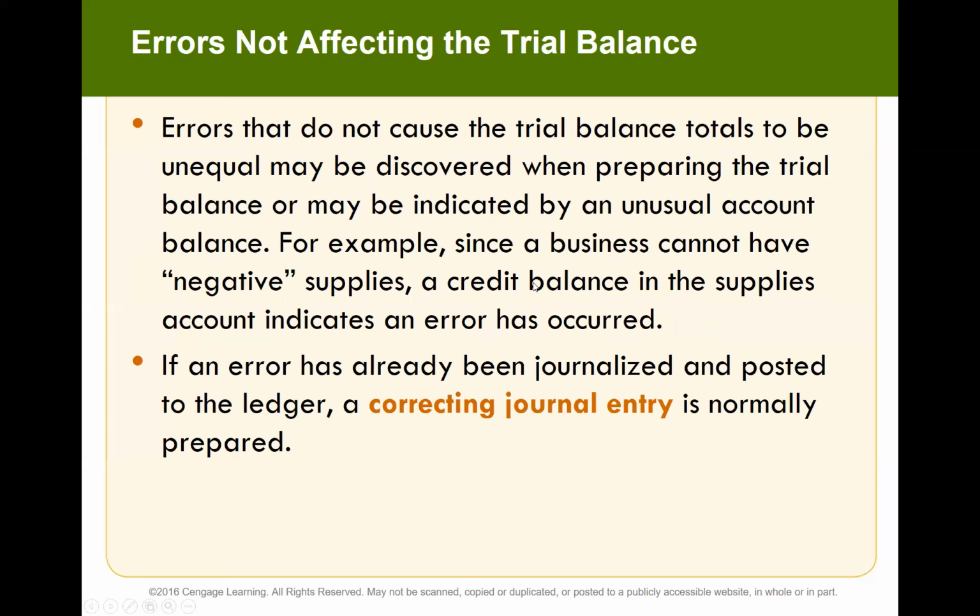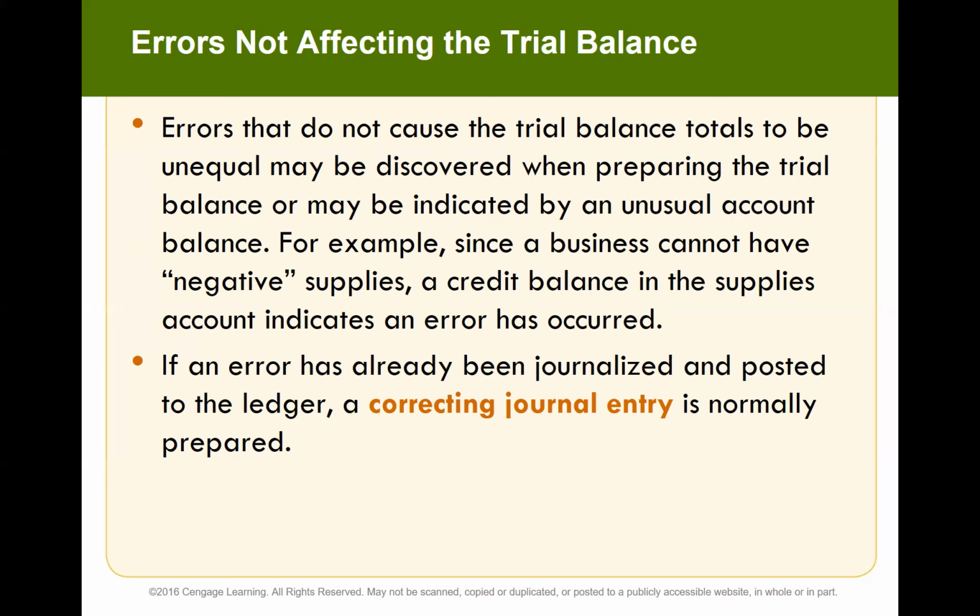Now, errors that do not cause the trial balance totals to be unequal may be discovered when preparing the trial balance or indicated by an unusual account balance. We talked about this already because I talked about how each account has its own normal balance. So the example they gave here is a business cannot have a negative supply, meaning it cannot have a credit balance in supplies. Why? Because, how do you have negative supply? You can't have a negative supply.